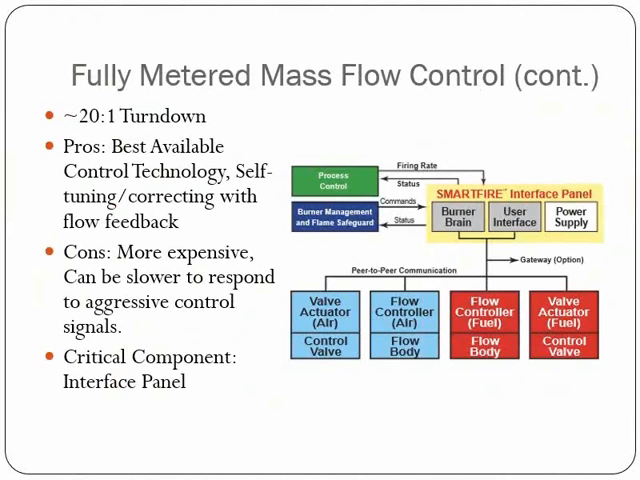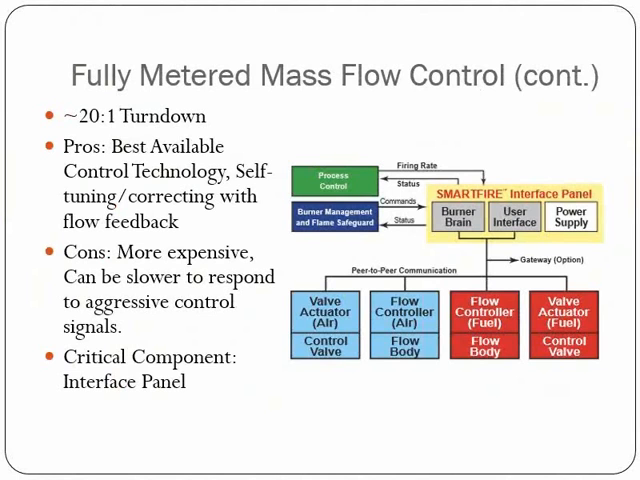It's their Smart Fire system, and this one, as you can see on this block diagram, takes a firing rate in from a process controller. It goes into an interface panel, which then communicates to the air valves and fuel valves and air flow controller and fuel flow controllers. It'll get that feedback and make those adjustments to maintain those flow rates, and it also communicates with your burner management system and provides feedback back to your process controller.